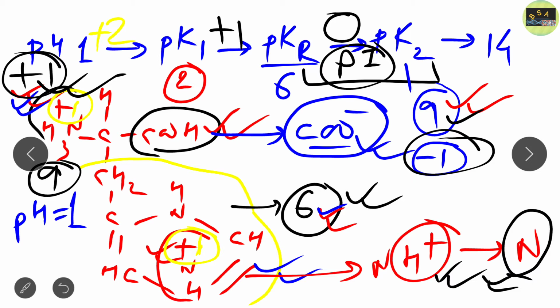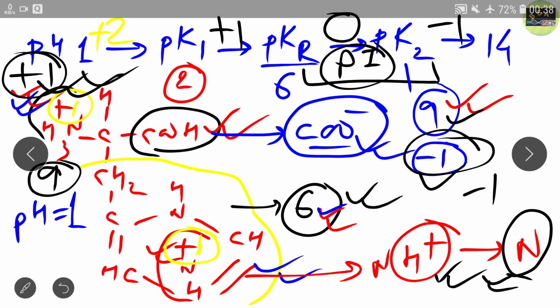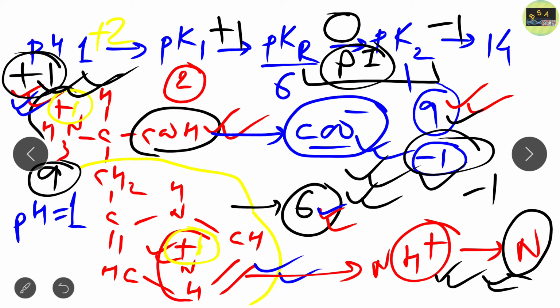Now when we move from pK2 to 14, what will happen? This will remain as minus 1, this will remain neutral, and this will remain neutral, so the charge will be minus 1. Why? Because only this charge remains, COO minus, because this becomes neutral above 9, that is 14, and this also becomes neutral above 6, that is 14, and COOH becomes COO minus above 2, that is 14, so the charge only remains as minus 1.